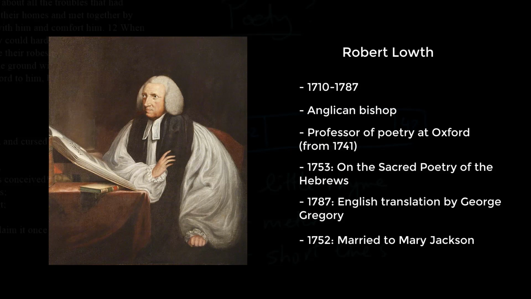So in 1752, he got married to Mary Jackson, ended up having 7 kids, but somewhat of a tragic life because 5 of them died quite young. Towards the end of his life, he was asked to be Archbishop of Canterbury, quite an honor, but he declined, possibly due to ill health.